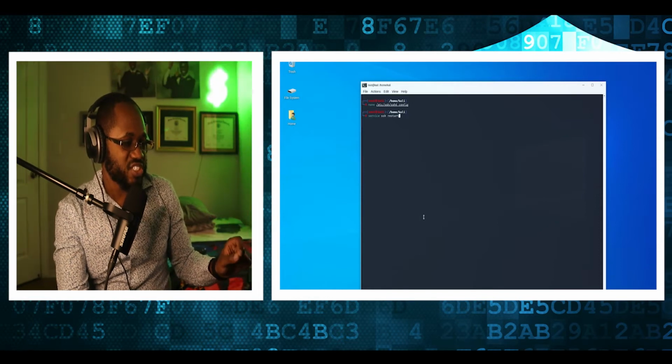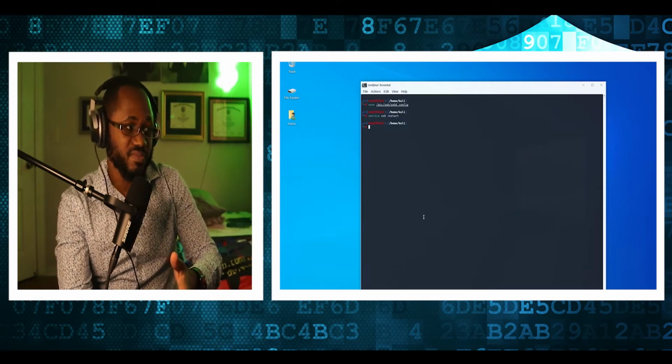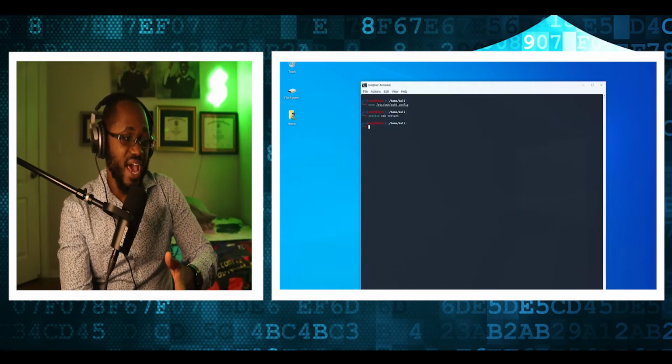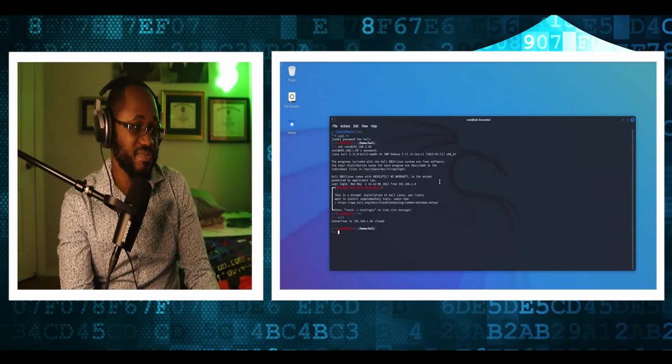So now what you're seeing is we're attempting to log in via SSH on the victim's host. And as can be seen, the root login is now prohibited.